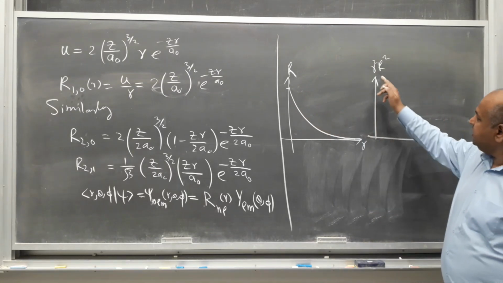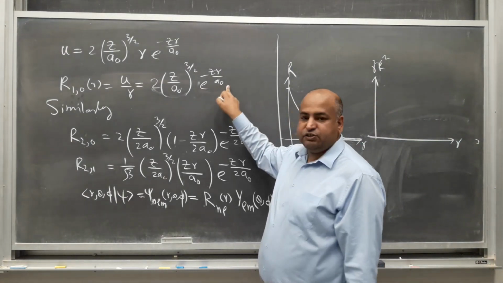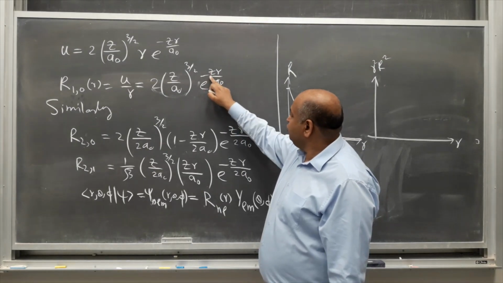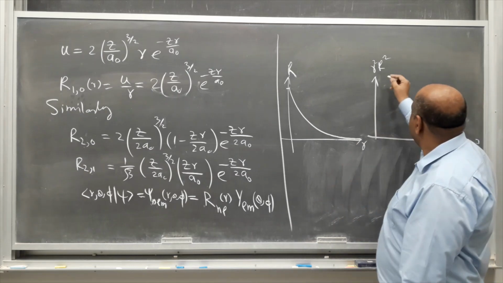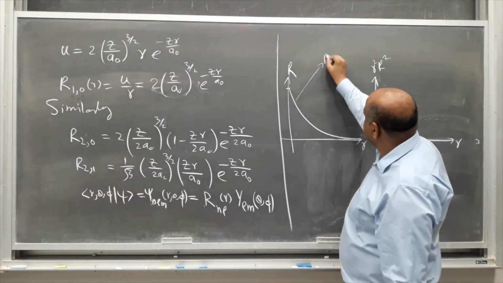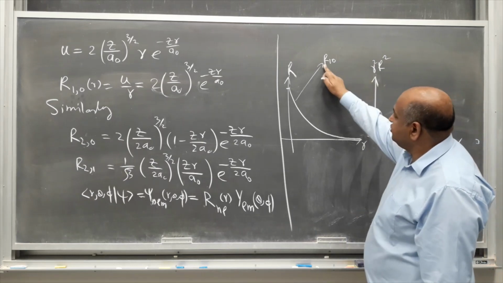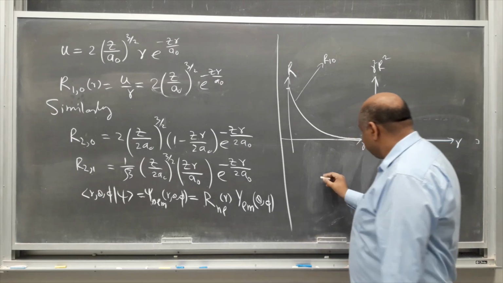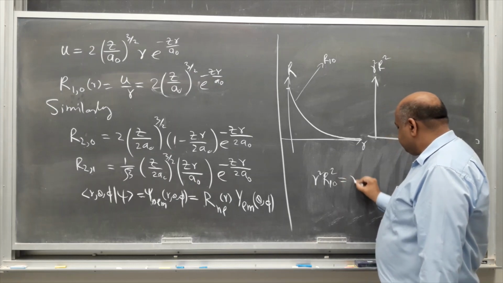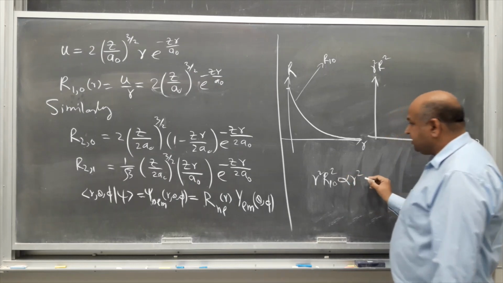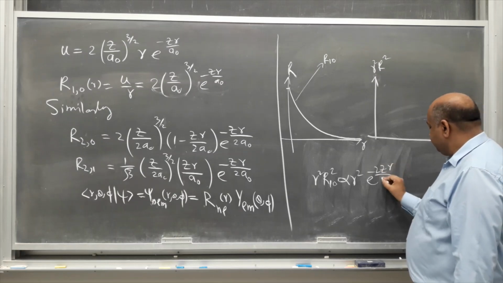However, if I take its square, it still remains exponentially decreasing, because I will simply get a 2 here. But an r square here would mean that, so let me label this as R10. And now if I multiply this with r square, I have a function like this. So r square R10 square is something like r square exponential minus 2 Zr over a0.